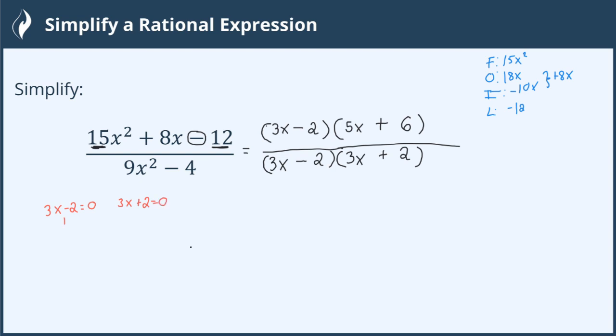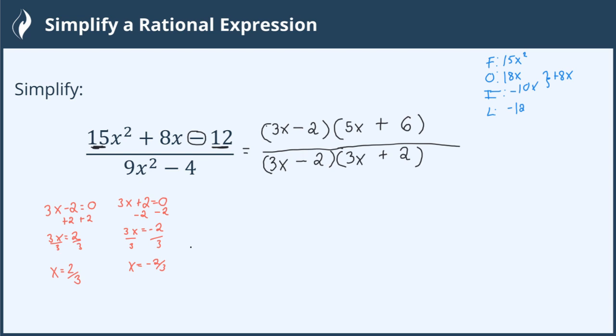The first by adding 2 to both sides, resulting in 3x equals 2, and then dividing by 3. And leave that as x equals 2/3. The second by subtracting 2 from both sides and dividing by 3 gives me x is negative 2/3. These are my excluded values, or what x cannot be equal to.